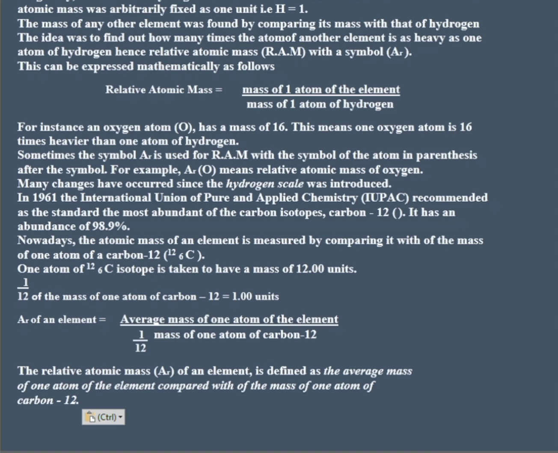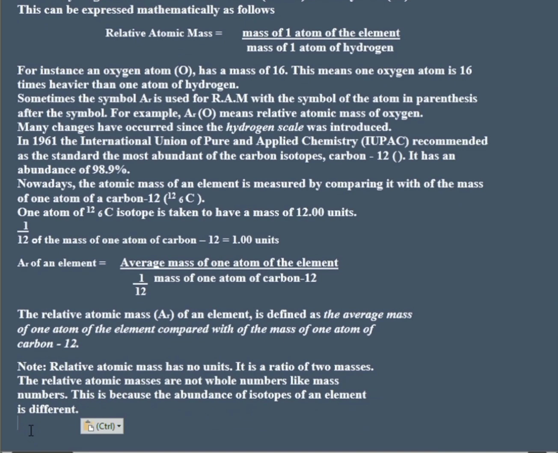We have to note that the relative atomic mass has no unit. After its calculation, we don't indicate any unit. It's a ratio of two masses. The relative atomic masses are not whole numbers like mass numbers. This is because the abundance of the isotopes of an element is different.